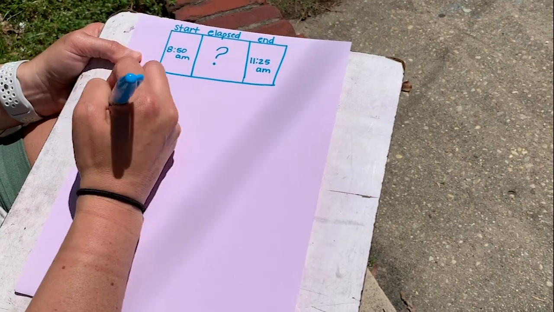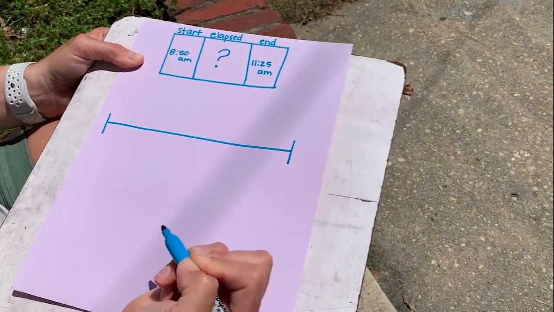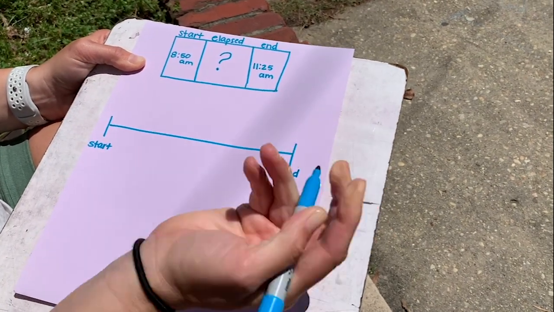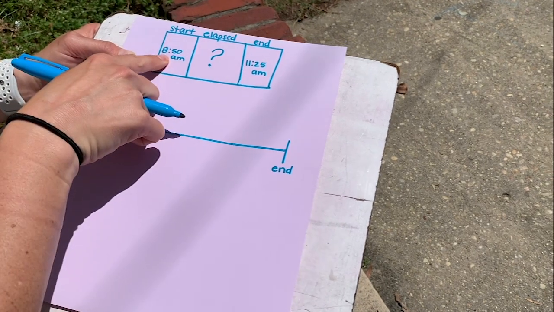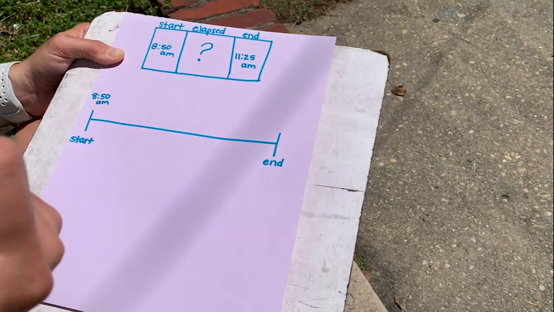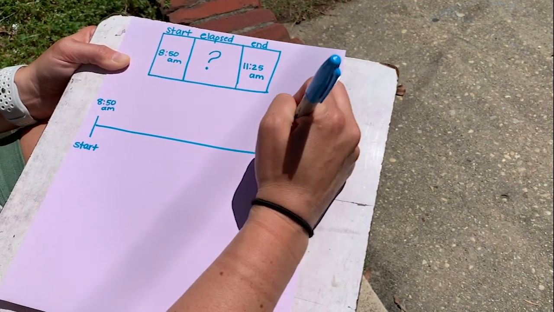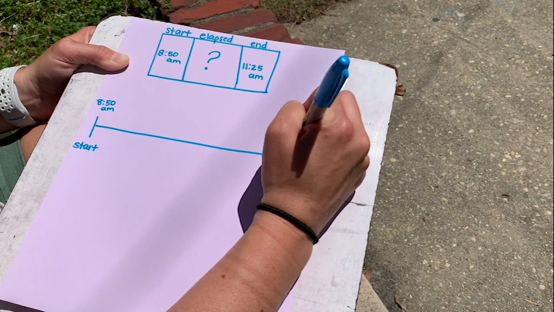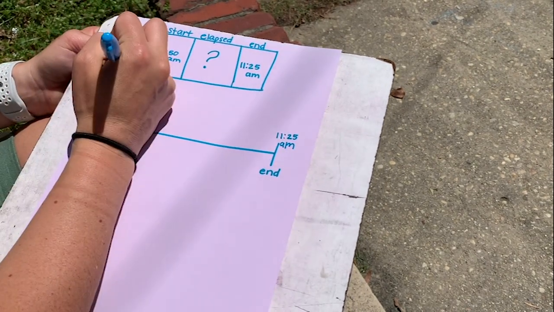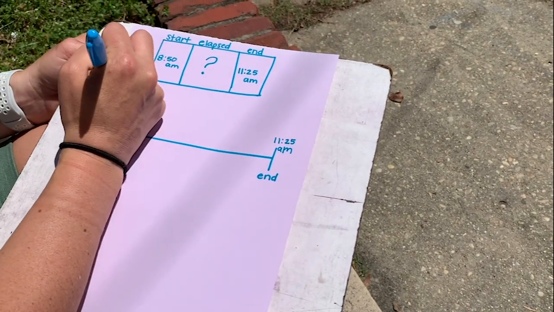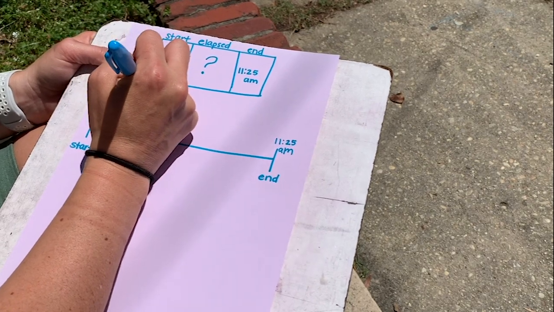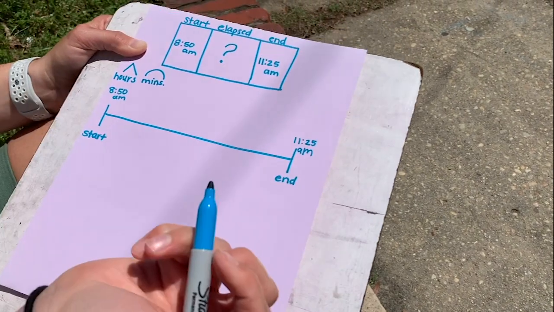The first strategy is a number line. So I have my start and my end. When I refer back to my graphic organizer, since I know my start time, I'm gonna write it up here, 8:50 a.m. And since I know my end time, I'm gonna write it down here, 11:25 a.m. I'm gonna use mountains to show hours, and then I'm gonna use hills to show minutes. I'm gonna abbreviate my minutes.